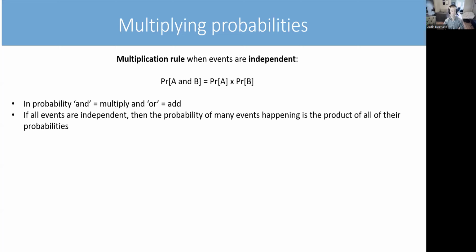The multiplication rule when events are independent: the probability of A and B happening at the same time is the probability of A times the probability of B. And probability "and" equals multiply and "or" equals add. If all events are independent, then the probability of many events happening is the product of all of their probabilities. So what's the probability of A and B and C and D? You multiply the probability of A by the probability of B, by the probability of C, by the probability of D, and you get your answer. Here's an example.